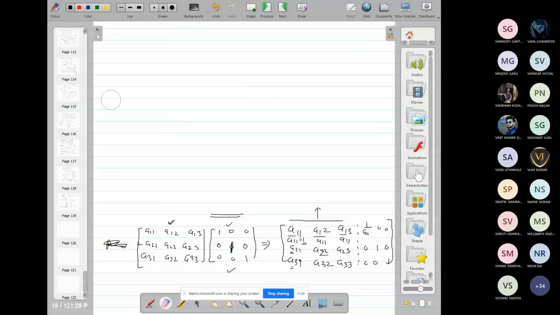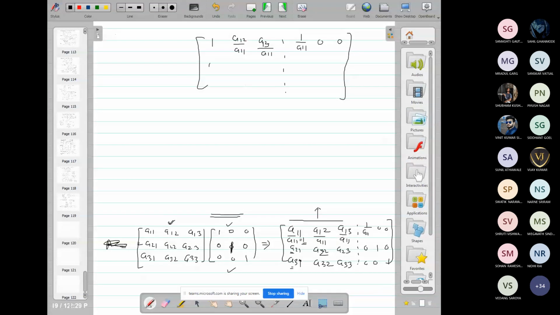So you see here, this becomes the first row: 1, A12 upon A11, A13 upon A11, and 1 upon A11, 0, 0. And for the second row, multiplying the first by A21 and subtracting from the second, it becomes 0.